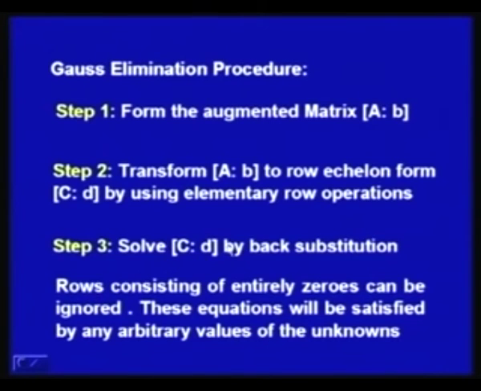Now, it may happen that when you apply this transformation, some of the rows become 0, because this is the property of echelon form, that some of the rows may consist entirely of zeros, and then those rows can be ignored. And in fact, if there are some unknowns involved, then they may take any arbitrary value and the equations will still be satisfied. All those equations will still be satisfied for arbitrary values of unknowns, and the unknowns will be obtained from the non-zero elements present in the system of equations.